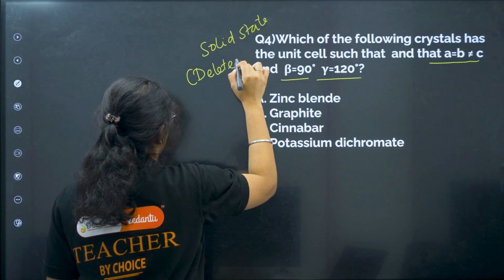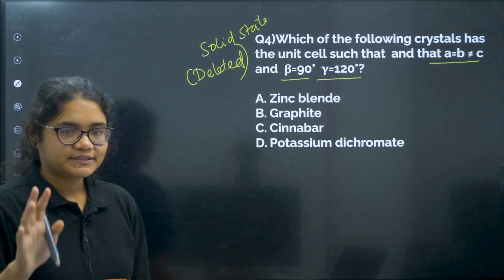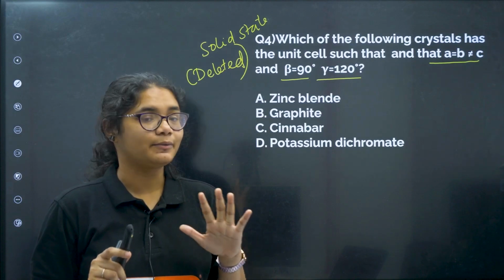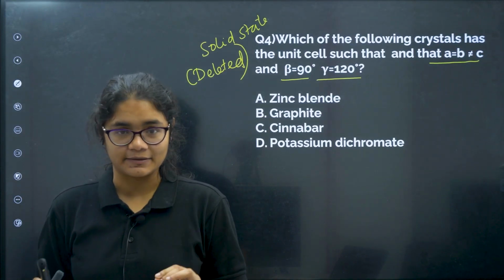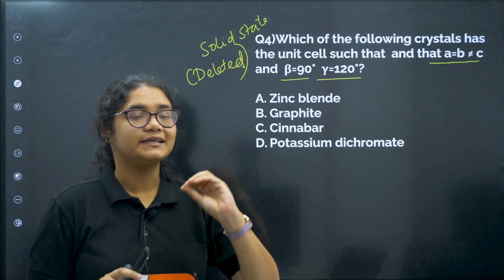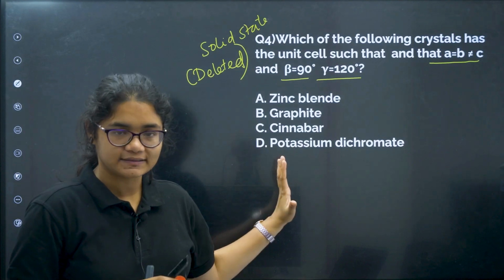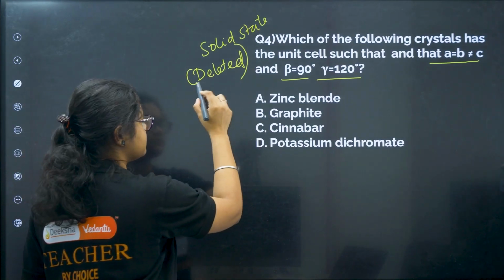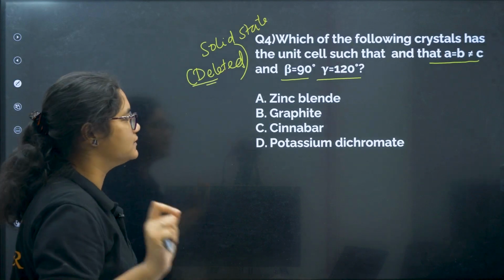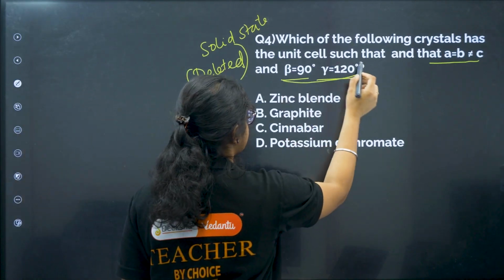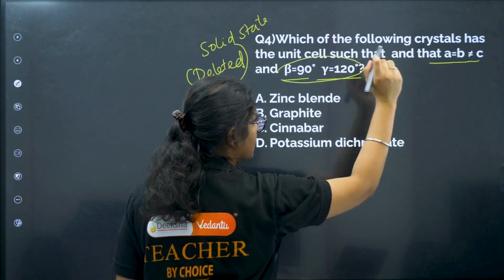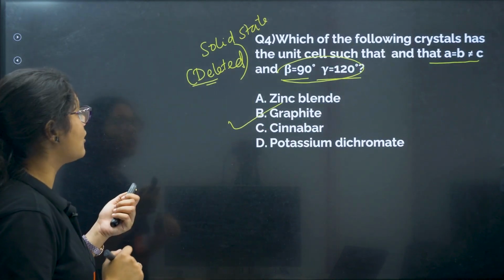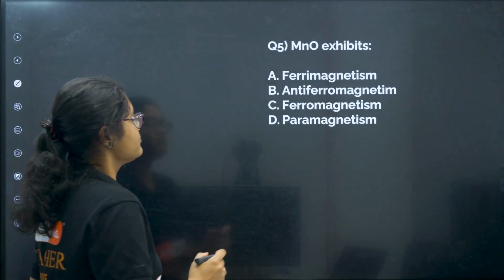Now you'll be asking, ma'am, how the question has come in 2024. Yes, there were some questions that came in 2024 from the deleted syllabus, but you need not worry, because later these questions were not considered, were not evaluated. So we need not worry, this is a question from the deleted portion, but I'll be telling you the answers also. So this structure, or these lattice parameters, are for graphite.